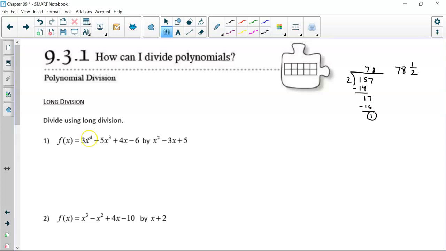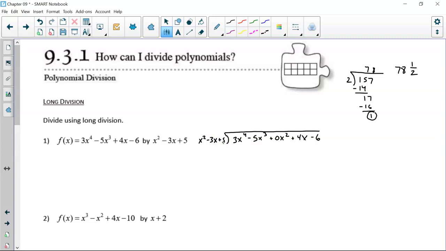So what we're going to do is we're going to be dividing. Underneath our division, 3x to the fourth minus 5x cubed. Now I'm missing an x squared, so I need a placeholder. So plus 0x squared plus 4x minus 6. And I'm dividing by x squared minus 3x plus 5. That goes on the outside.